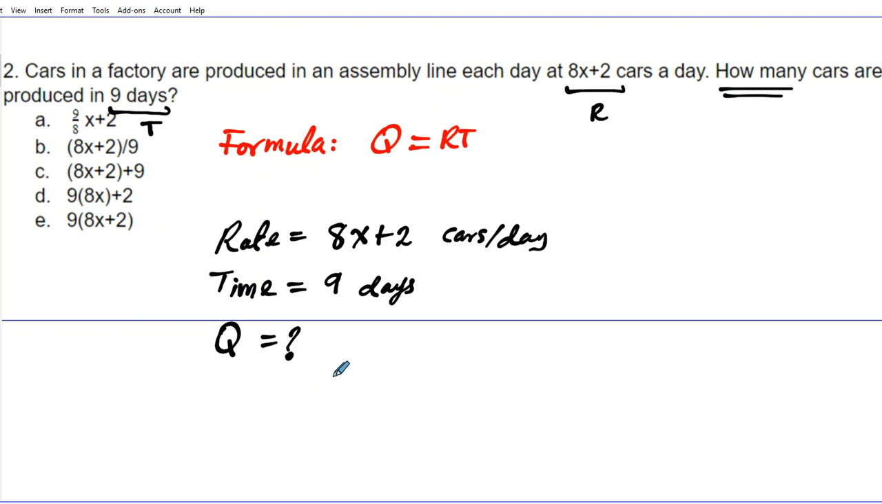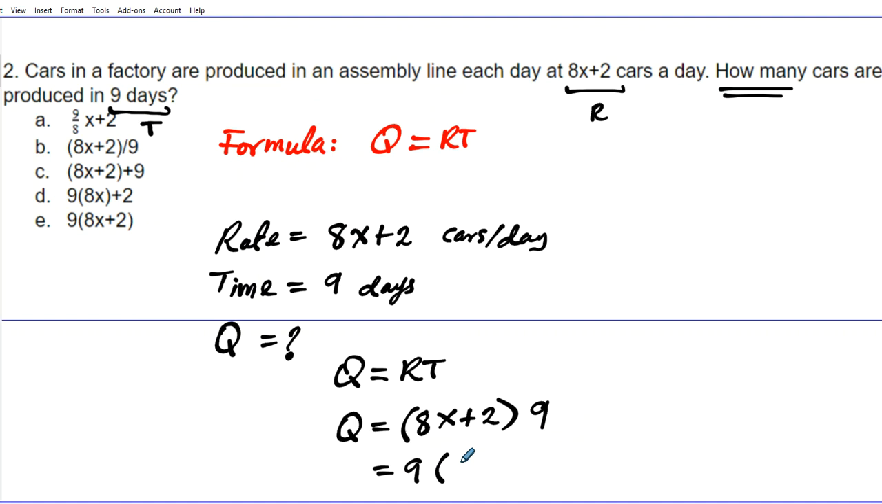Okay? So if we plug all these into the formula, the QRT formula, quantity equals rate times time, we're going to have the quantity, the number of cars produced, equals the rate, 8x plus 2 multiplied by 9. Alright? And then using the reflexive property of equality, this is exactly the same thing as 9 times 8x plus 2. So the answer is option letter E.